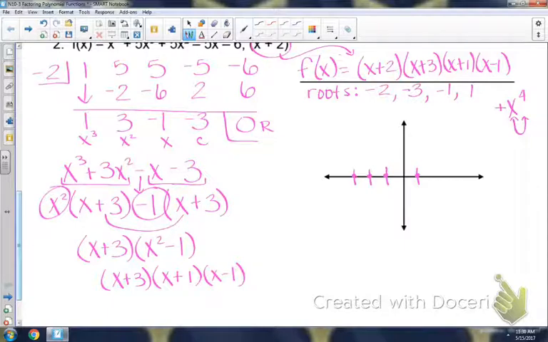Overall, it should be opening up. We don't have any double roots, so we're just going straight through each one and then curving back to get to the next root that we have. So if it was negative, it would have been opening down.